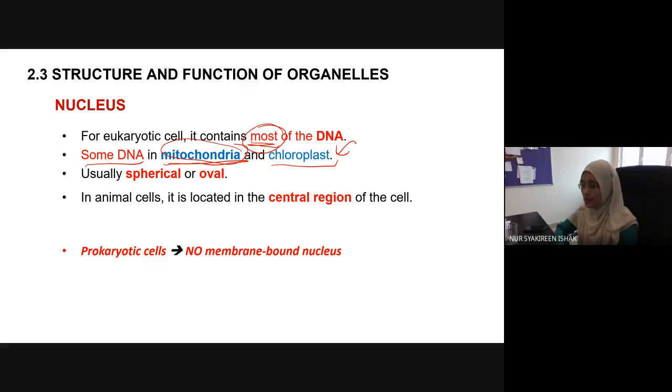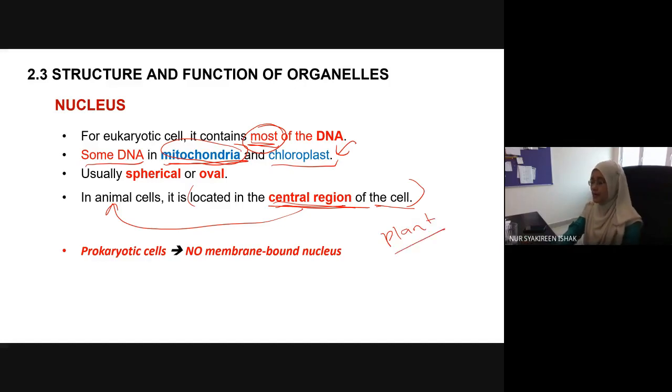And then the nucleus is usually spherical or oval in shape. In animal cells, it is located in the central region of the cell. In your notes, it starts with this sentence, located in the central region. The central region is referring to the animal cell. Because for the plant cell, where is it? Peripheral, because of the presence of the large central vacuole.